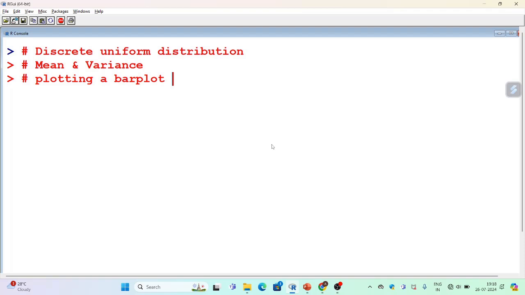Last lecture we saw how to find percentiles, and this lecture and henceforth we are going to study the different types of distributions in probability. But to move ahead, I thought let me discuss first of all the simplest form of a distribution, that is nothing but discrete uniform distribution. We will be looking at mean and variance, how it looks when we do an experiment, and plotting a bar plot, and all that we are going to see in R.